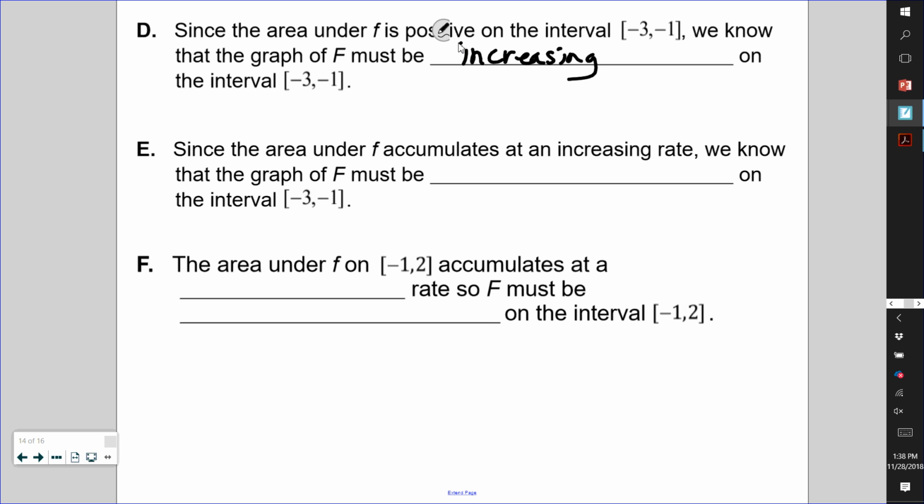Now, read this one carefully. Since the area under F accumulates at an increasing rate, in other words, its rate of change is positive. So what is that? What derivative is that? Second derivative, because the derivative of the derivative is positive. F must be, it works like you think. So positive is up, concave up.